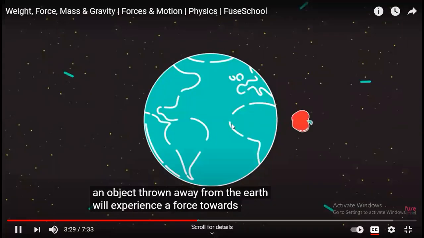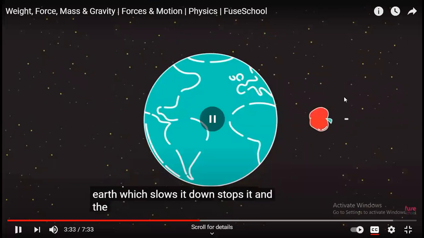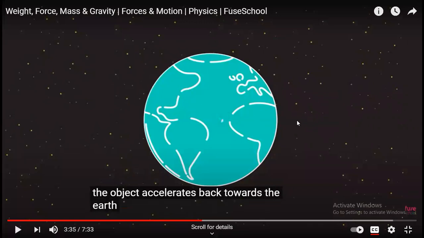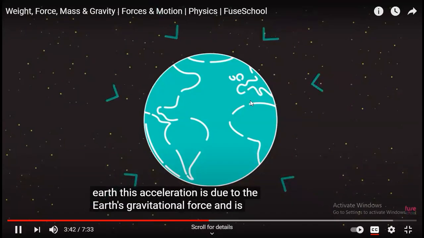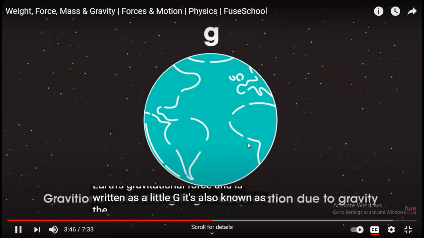So any object that is thrown away from the Earth, this force of gravity makes its speed to reduce until the object stops and then goes back to the Earth. That's what they are saying. So that acceleration is what we call the acceleration due to gravity. So members, we have less than 1 minute.